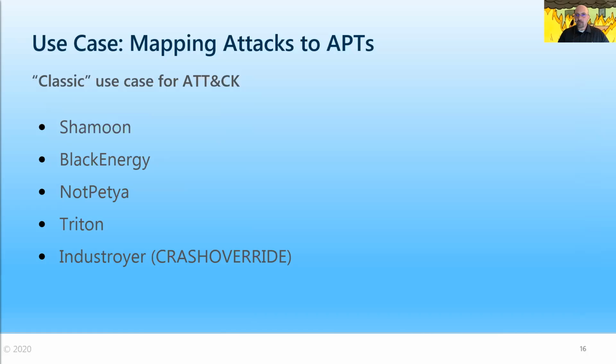So one of the use cases for the ATT&CK framework is mapping attacks to APTs. That's kind of what it was almost designed for. Dragos has had a lot of input into the ATT&CK framework, so it uses some of their terminology and some of their APT names. But that's the classic use case for ATT&CK. You can map it out, and there are actually links to this on their pages on the MITRE page.